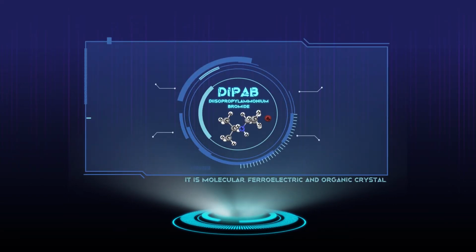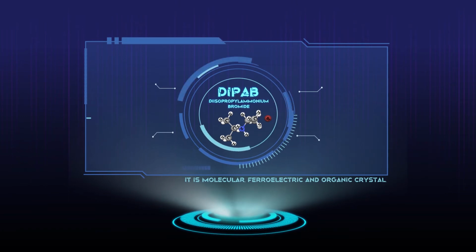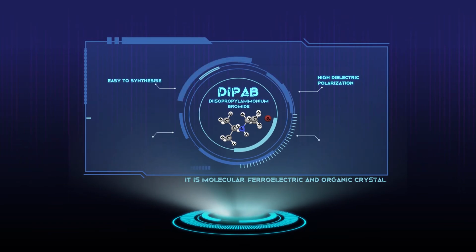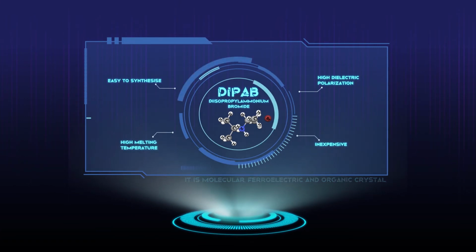Diisopropyl ammonium bromide, DIPAB, is a molecular, ferroelectric crystal with high spontaneous polarization. It is an ionic crystal which is easy to synthesize, inexpensive, with high melting temperature and high breakdown strength. DIPAB has a high dielectric constant of 88.